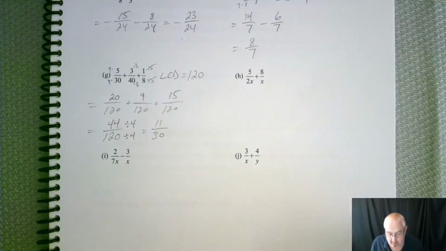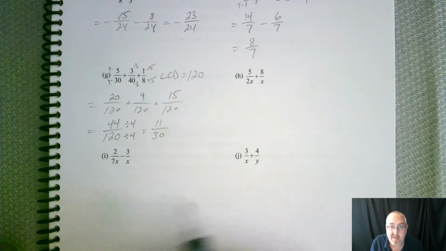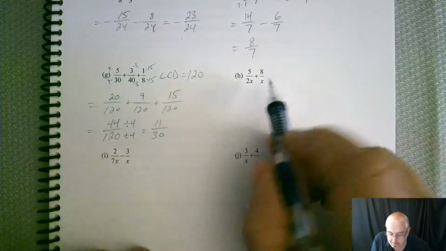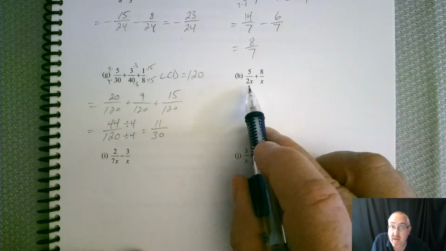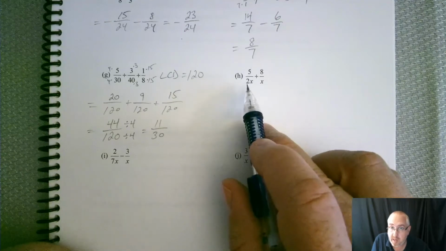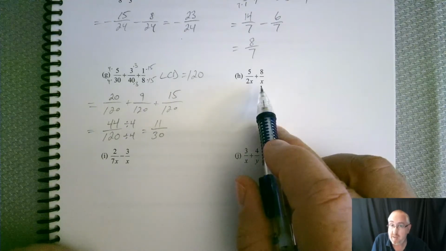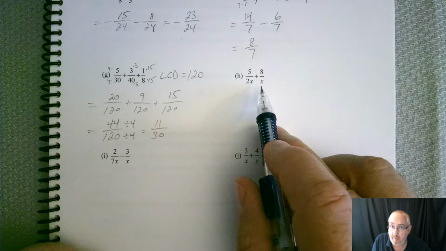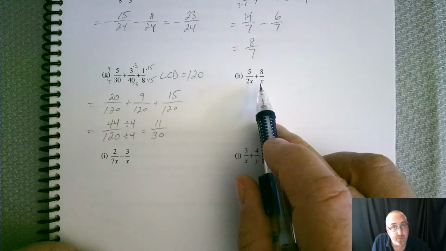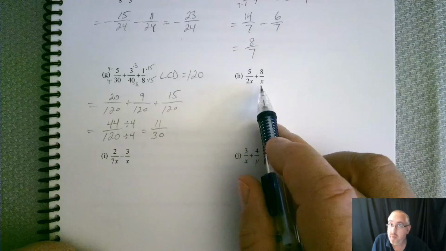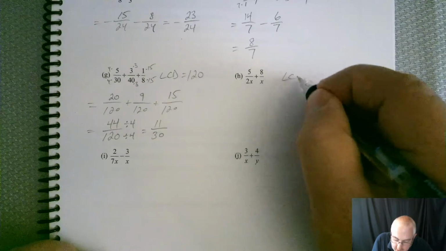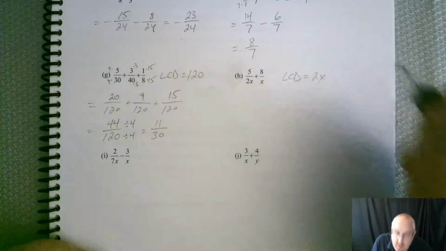Oh, right. X's and letters, and we'll do it. We can do it. In this case, the letters match up, which is a good thing. But this one's got a number and this one doesn't. How can we fix that, though? If we just multiply this by a 2, that makes it into a 2x, and then it matches. So in this case, our LCD is actually 2x.